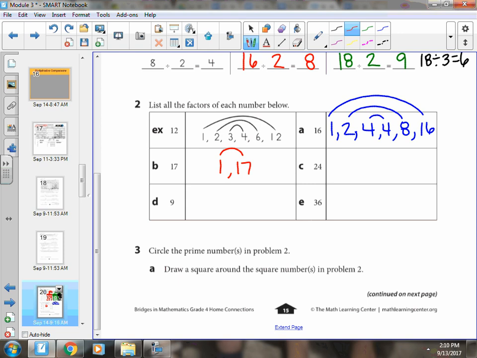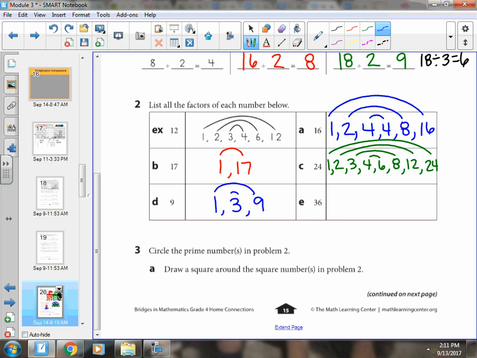Letter C, the number 24, there are a lot of them. 1 times 24, 2 times 12, 3 times 8, 4 times 6. The number 9. 1 times 9 is 9. 3 times 3 is 9.